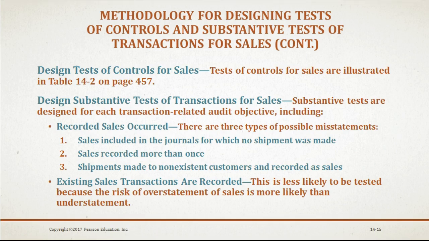Substantive tests are designed for each transaction-related audit objective. For the occurrence of recorded sales, there are 3 types of possible misstatements that the auditor may be concerned about. These are sales included in the journals for which no shipment was made, sales recorded more than once, and shipments made to non-existent customers and recorded as sales. For the completeness objective, that existing sales transactions are recorded, this is less likely to be tested because the risk of overstatement of sales is more likely than understatement.